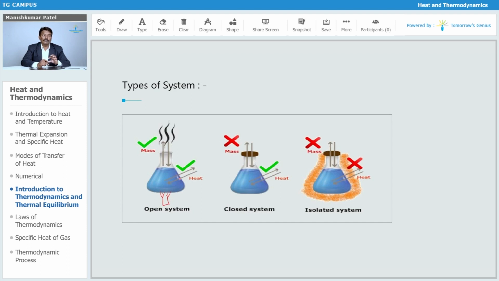The third one we can consider is the isolated system. The isolated system can exchange neither mass nor heat with the surroundings.